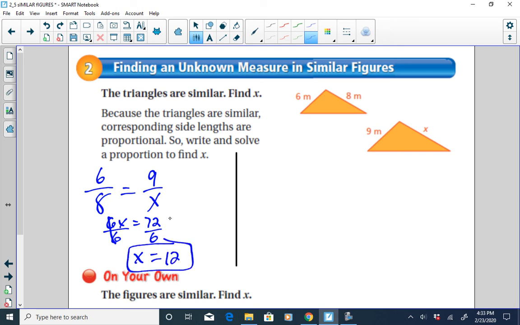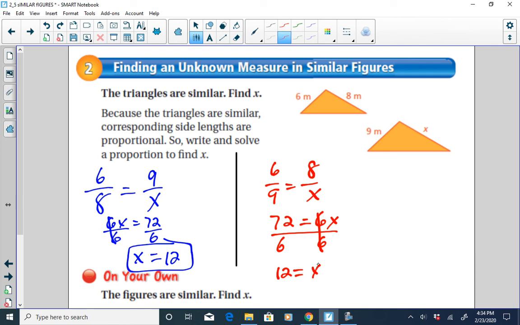Alright, but I can also write my proportion this way. Between the two, I could write 6 to 9 is equivalent to 8 to x. Cross multiply, 8 times 9 is 72, 6 times x is 6x. And you can see that I get the same cross products both ways. Divide both sides by 6, they cancel, and we get 12 is equal to x.